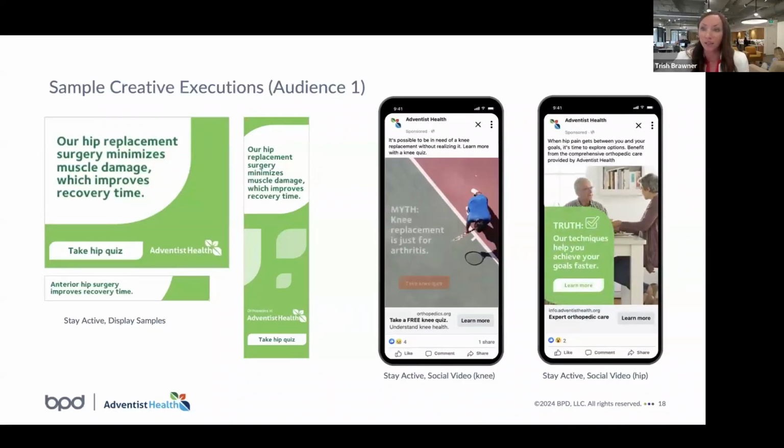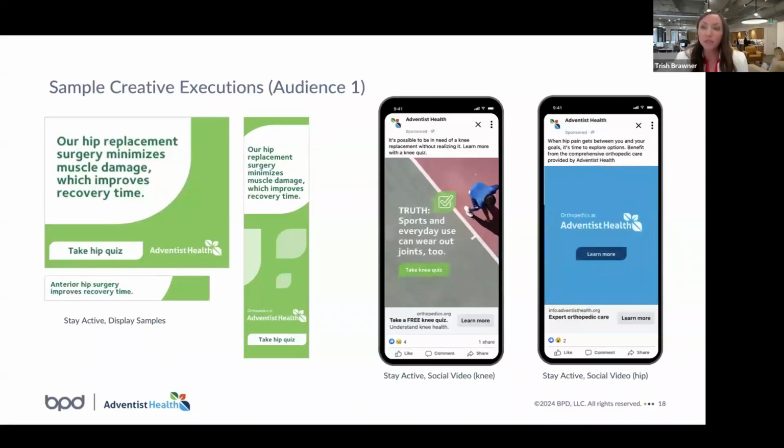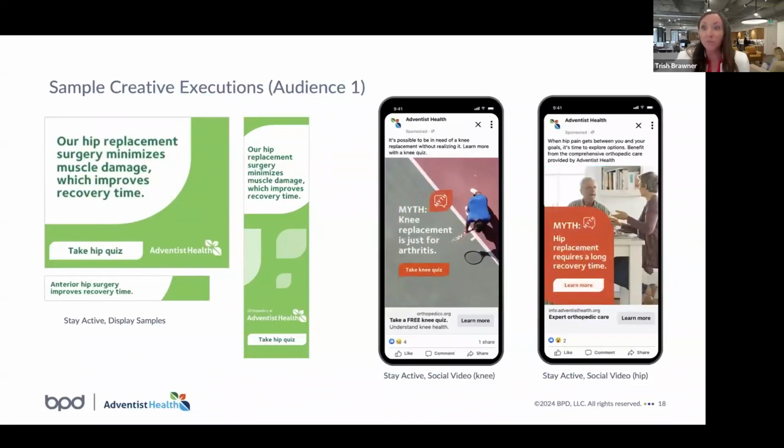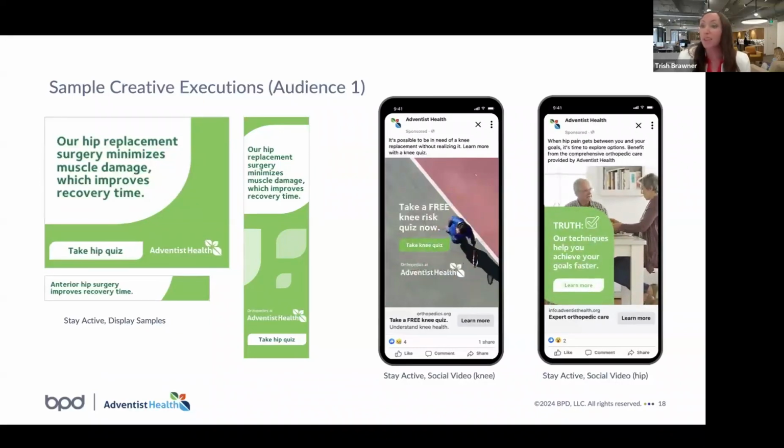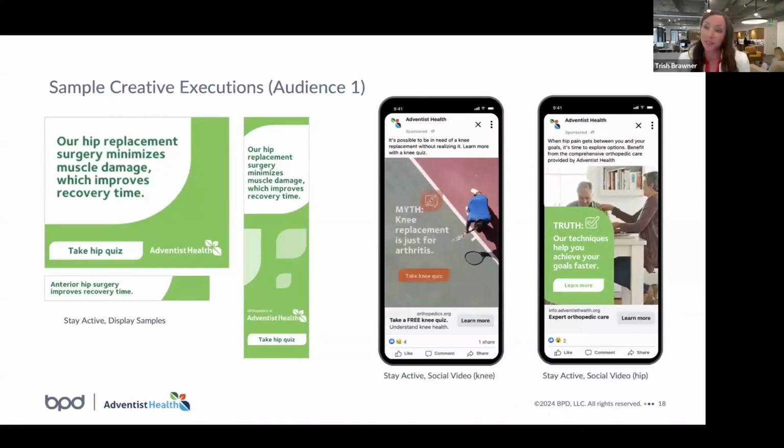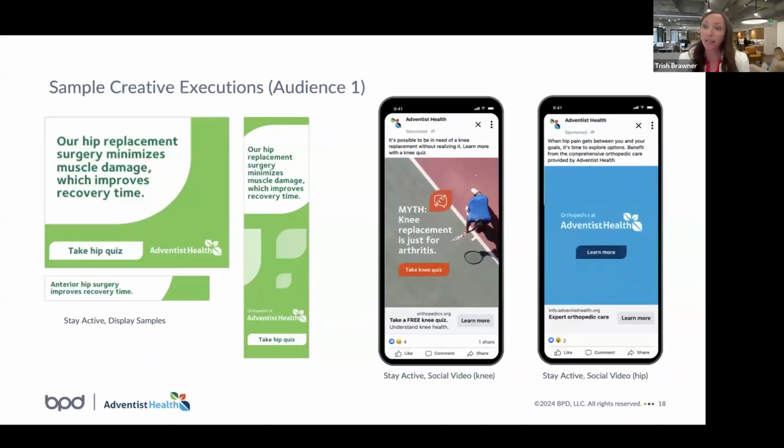You'll also see the call to action here is to take a hip quiz. You'll see that call to action throughout a lot of our creative samples, where we were driving these folks to a unique landing page that included a health risk assessment, a quick, easy thing for them to take to help assess whether they might be a candidate for a procedure like this. And then ultimately we would connect them with someone from Adventist Health.